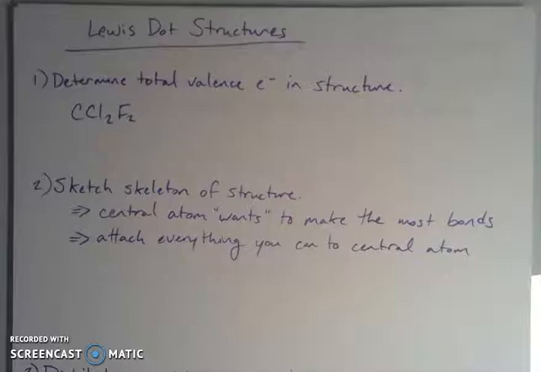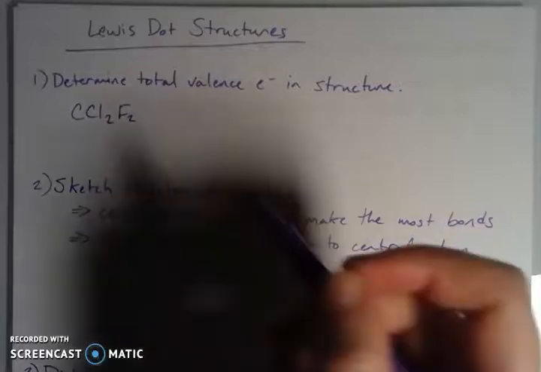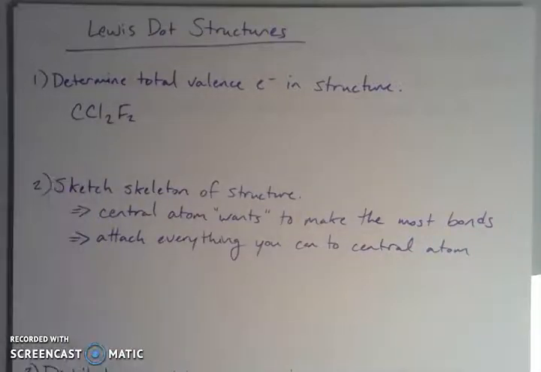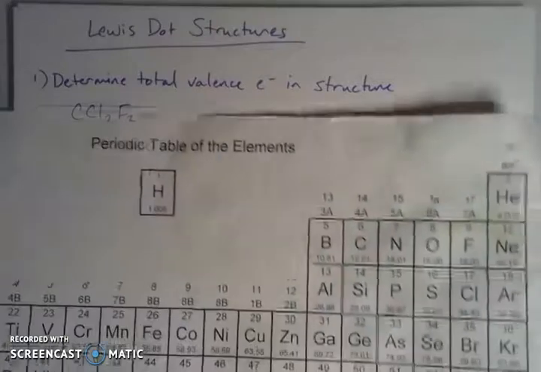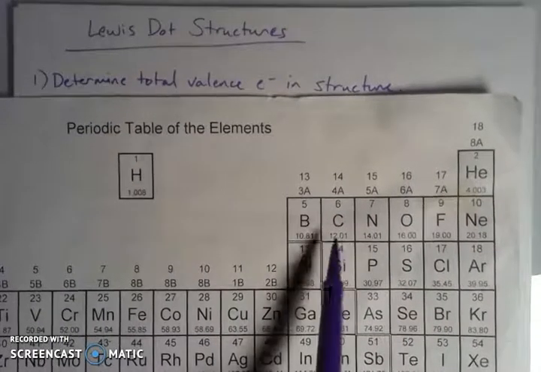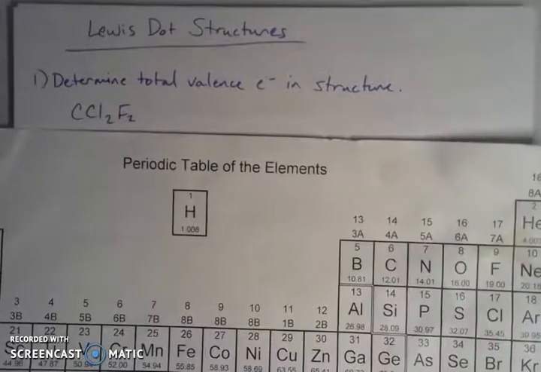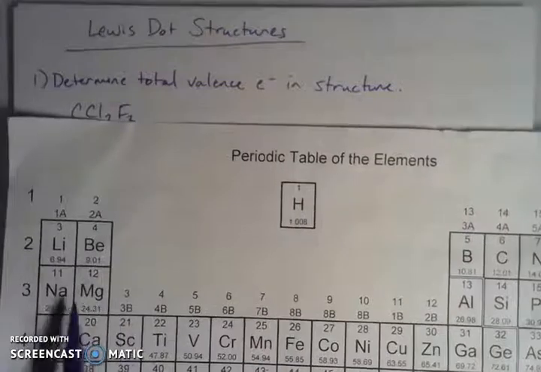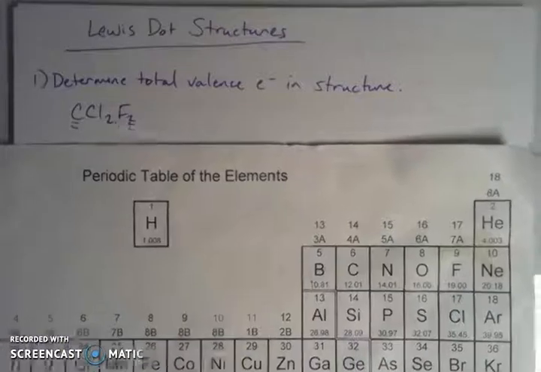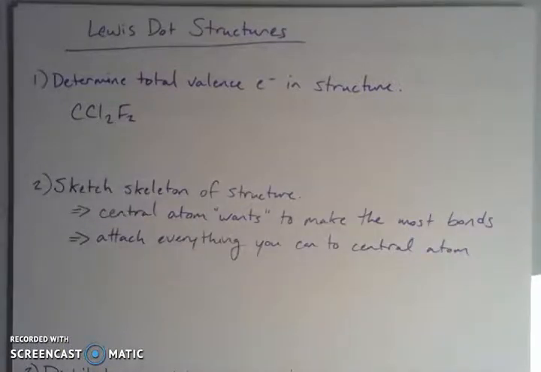So the first thing that you need to do is figure out the total number of valence electrons in the structure. We've talked a little bit in prior videos about electron configurations. We know that the valence electrons are the outermost. So based on where they are in the periodic table, if we look at my beat up periodic table here, carbon is in column 14 or 4A. So its valence electrons are the 2s2, 2p2, so there's 4 valence electrons there.